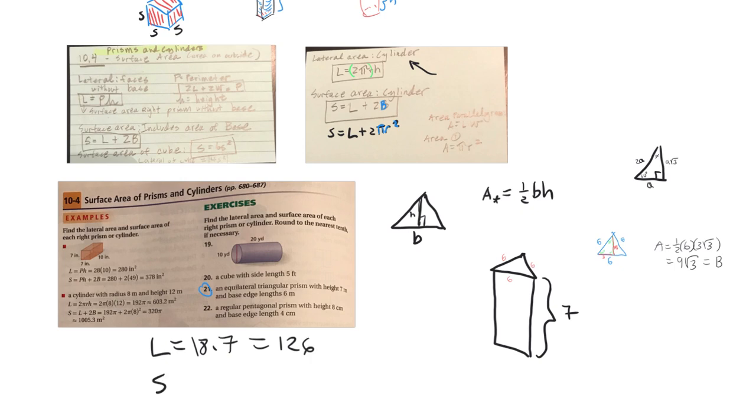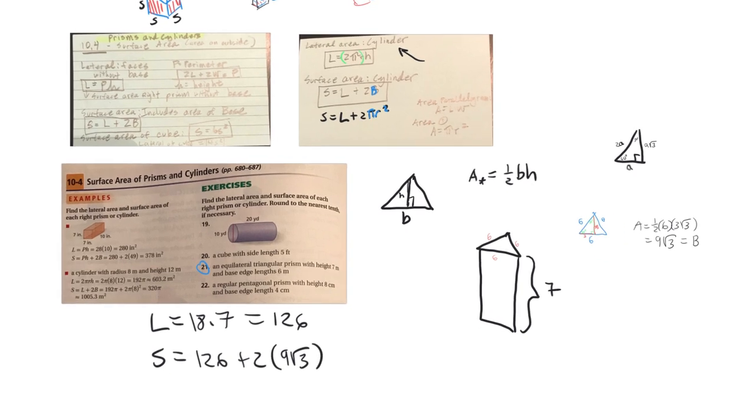Let's go ahead and find that surface area. We know it's going to be the lateral area plus 2 times the base. We already know the lateral area. It's 126 plus 2 times the base that we just found, which is 9 radical 3. All right, and we have 126 plus 18 radical 3. Okay, so that's how you do that one.